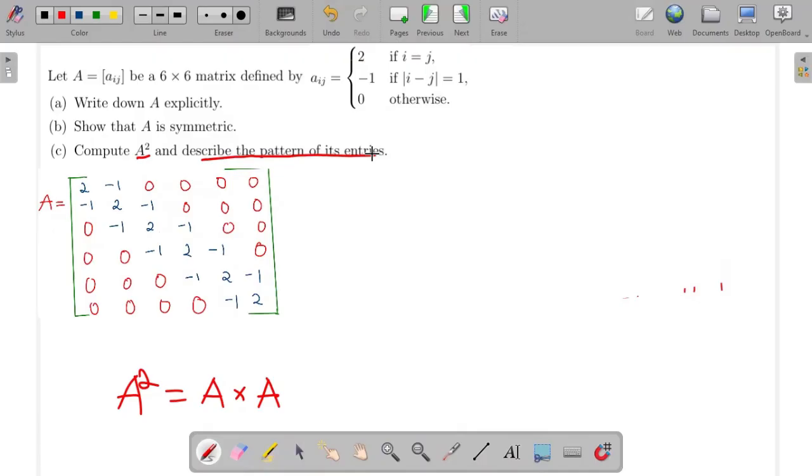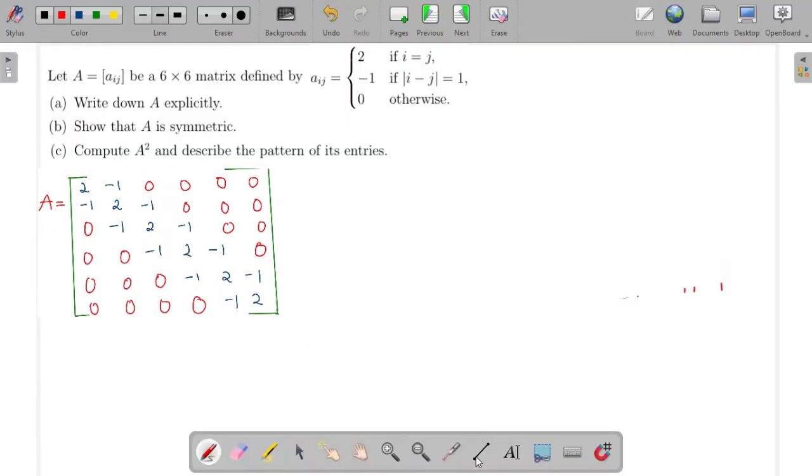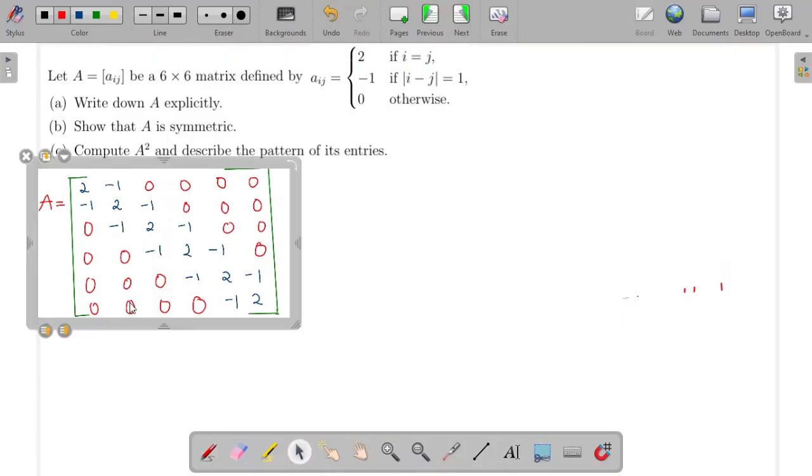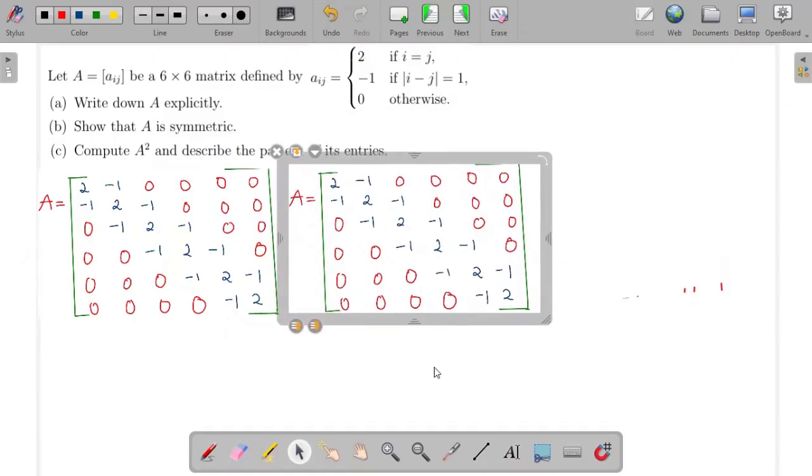Okay, so by describing the pattern of its entries, they want you to write that matrix that you're going to get in this form like that. That's what they mean, describe the pattern of its entries. They want you to write the A squared in terms of a piecewise function. So let's do that, see what we're going to get. So the A squared, it means I'm just multiplying A with A, right? So what I'm going to do here is this. I'm going to say this guy here, I copy it and then I multiply by itself.